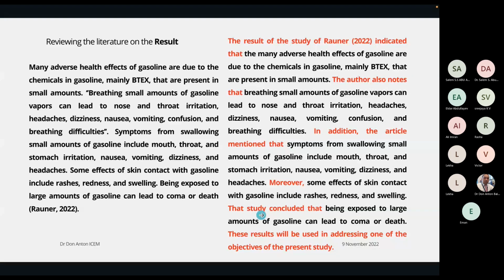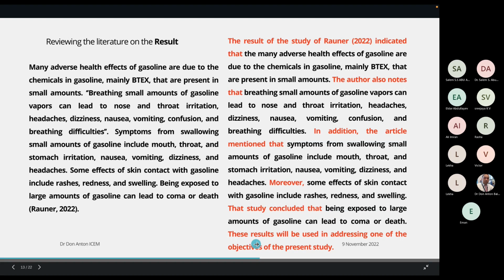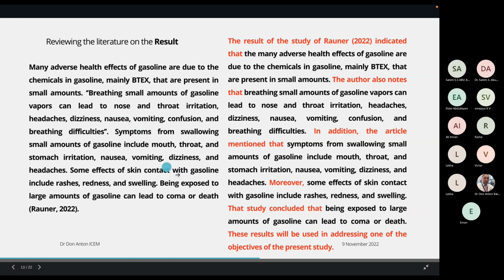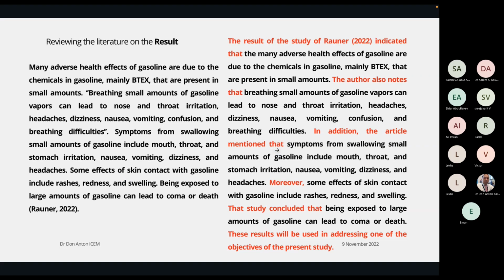And the most important thing here is, what can you say now about this written text? "That study concluded that," and then the most important thing is that you are able to connect your study to that piece of literature: "These results will be used in addressing the objectives of the present study." In other words, you understand why you picked this literature in the first place. It's because you're able to use the information here to address the objectives, or to address the hypothesis, the research questions.